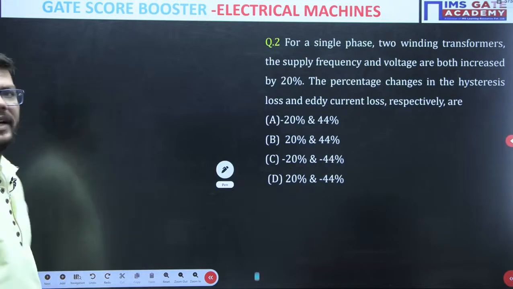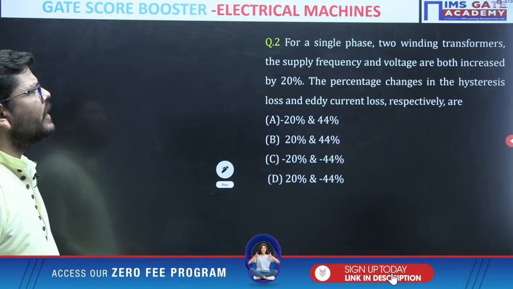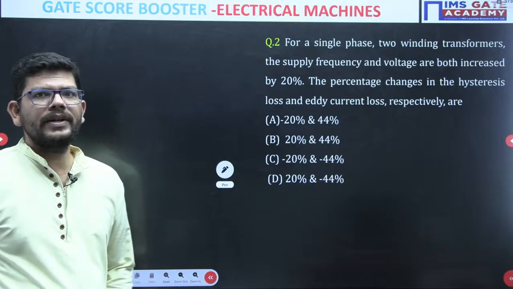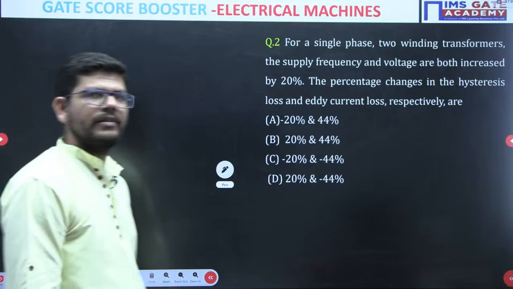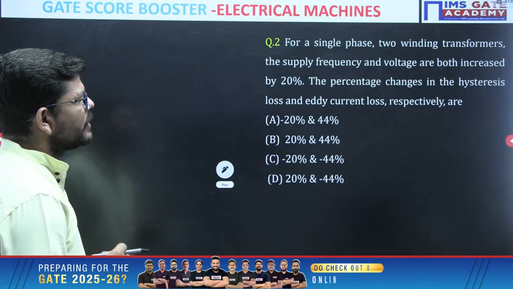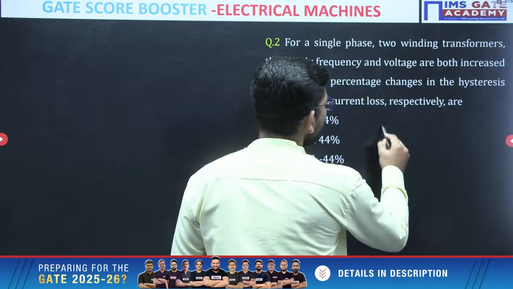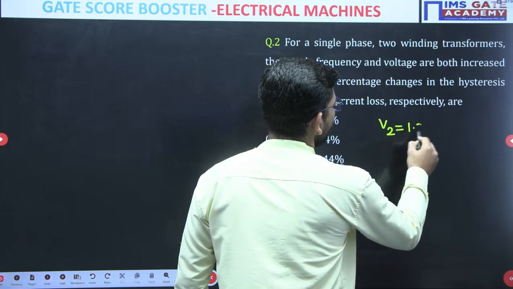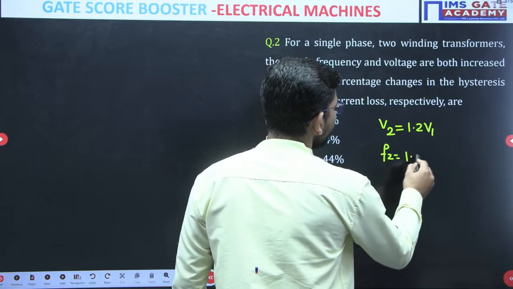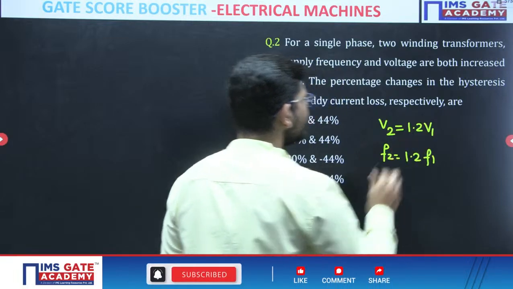Now after that, just see the second question. For a single phase 2 winding transformer, the supply frequency and the voltage are both increased by 20%. Sonali is getting the same answer. Very good, Sonali. So the new voltage is 20% increased compared to the old voltage, and the new frequency is also 20% increased compared to the last frequency that we have. This is what is given to us.